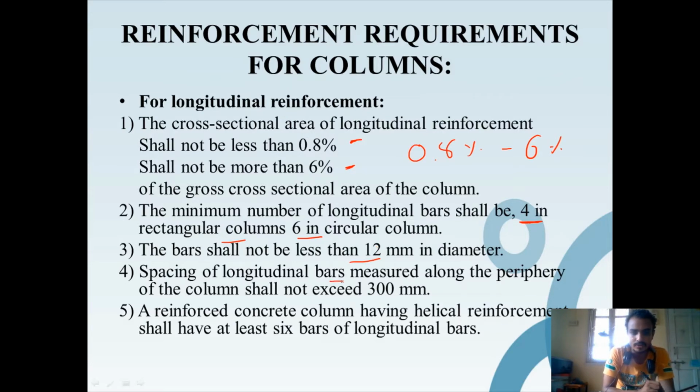Spacing of longitudinal bars measured along the periphery of the column shall not exceed 300 mm. Less than 300 is valid, but not more than 300 mm.